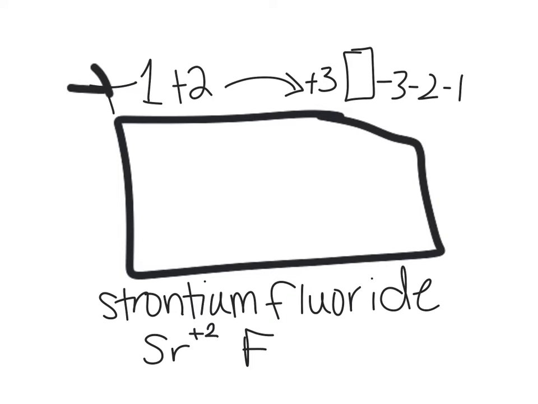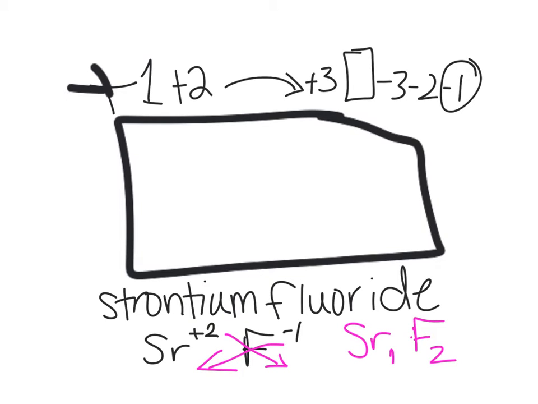Fluorine is in group 17, so what's its charge? -1. So we're going to put a -1 up here. So this is what the shortcut is. You take those charges and you crisscross them. So what you're going to end up with now is Sr, I'm going to put the 1 there, but typically we don't write 1s, F2. Is that the answer we got when we drew it out? SrF2? Yeah. And so that's where it's coming from.